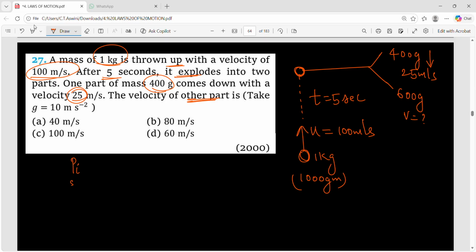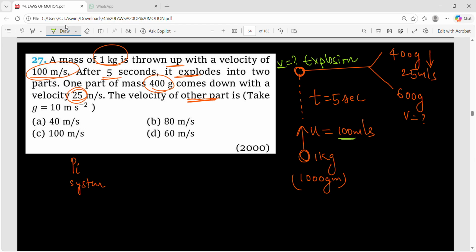So if I ask you the initial momentum of the whole system, will you take 1 kg into u? Will you take 1 into 100? That would be wrong. What did I tell you? Momentum of the system before a process and after a process. What is the process here? Explosion is the process. So before the explosion, what is the velocity? That will be the initial velocity. This 100 meters per second is the initial velocity for projecting upward. But to apply conservation of linear momentum, we have to consider momentum before a process and after a process. So you have to take before explosion and after explosion.